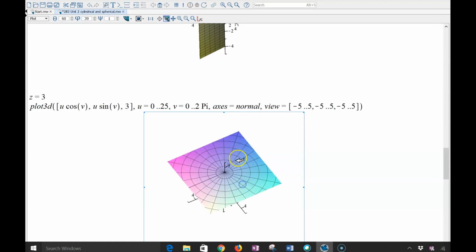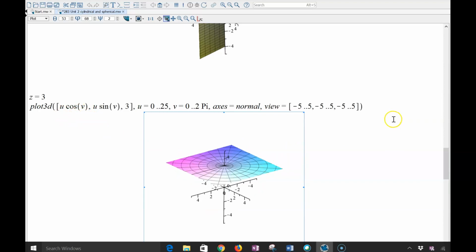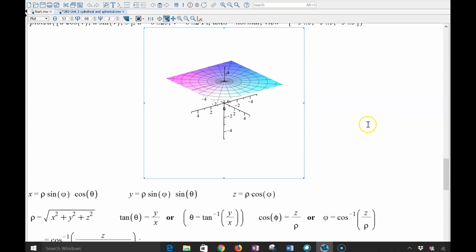And you look at these trace lines on here, and the reason you're seeing this polar grid is because that's how we've chosen u and v. Those trace lines correspond to the polar coordinates. So that's for cylindrical. Now we're going to move on to spherical coordinates.